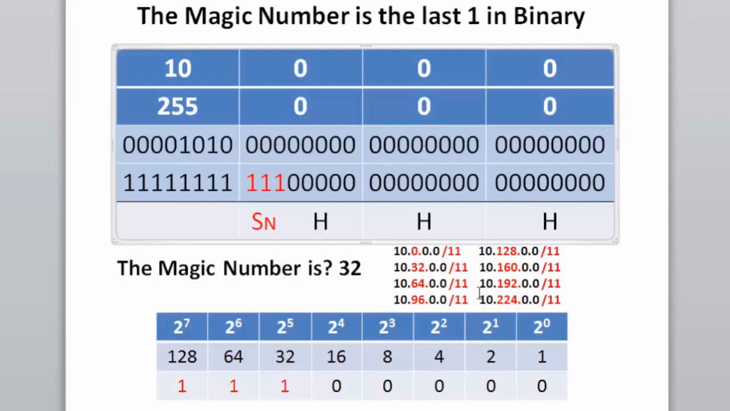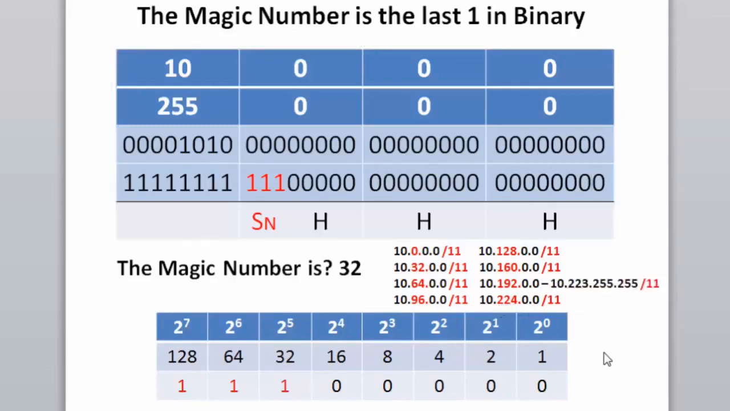For instance, if we take a look at this 10.192.0.0 subnet, the next subnet is 10.224. So that means that the host addresses go from 0.1 all the way up to 10.223.255.254 as the last usable host, and 255 is the broadcast. The next address is 10.224.0.0, which is the next subnet. All of these subnets are now /11.